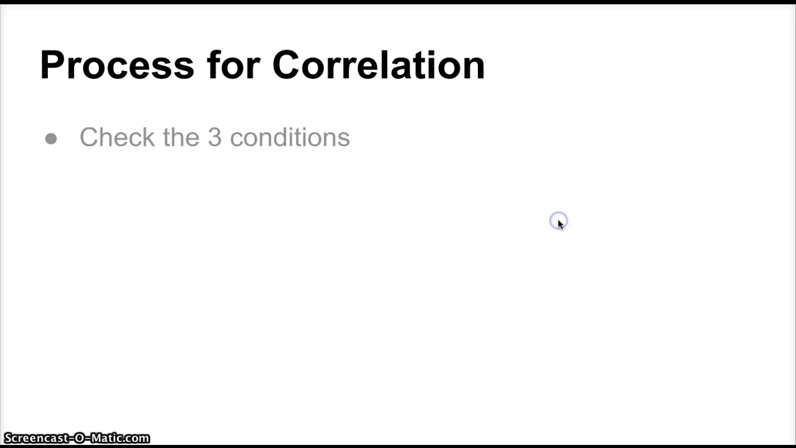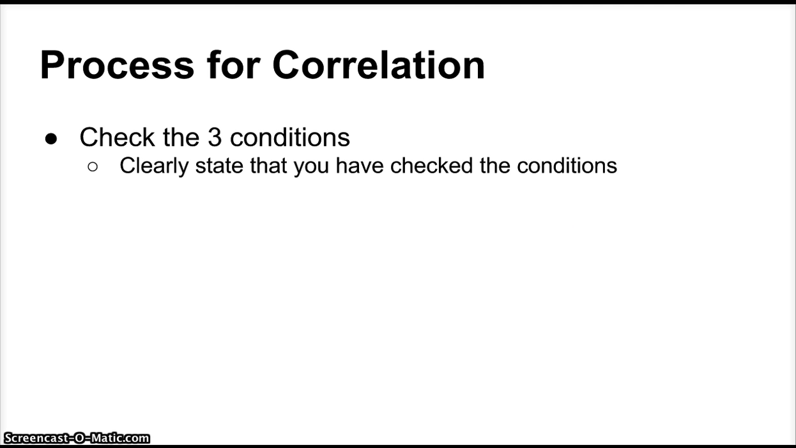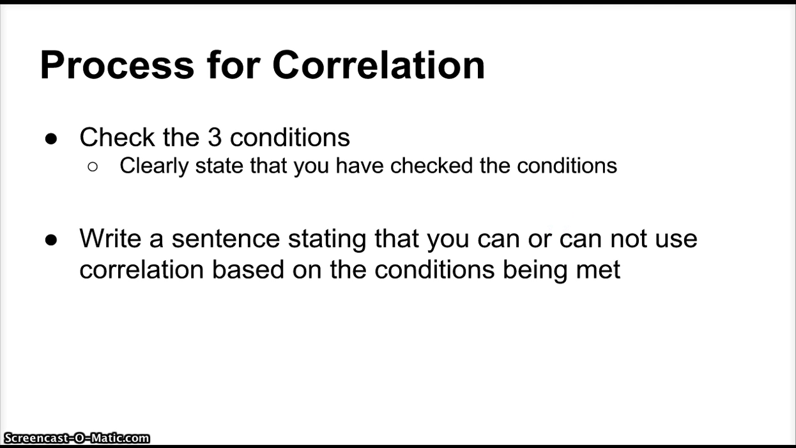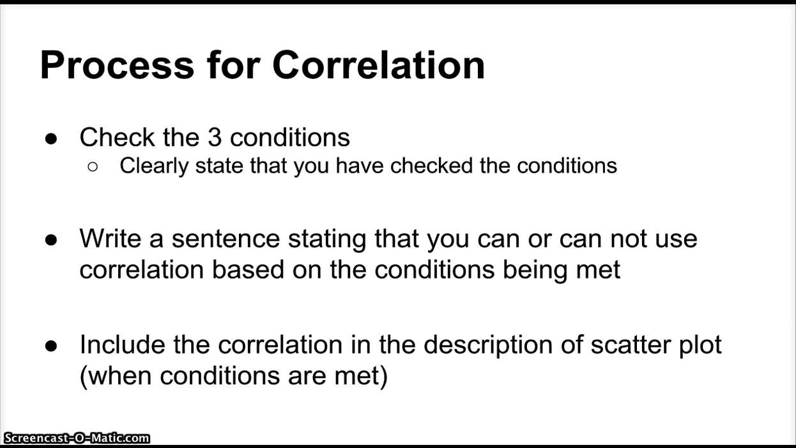So remember the process for correlation. The first thing you need to do is check the three conditions, and when you check the conditions, you need to clearly state that you have checked these conditions in a sentence or two. The next thing you need to do is write a sentence saying that you can or cannot use the correlation based on those conditions being met. And again, all three have to be met in order for you to proceed with correlation. And finally, you want to include the correlation in the description of the scatter plot when the conditions are met. So when you're able to say that the scatter plot has a strong positive correlation, you would want to say it has a strong positive correlation of 0.92. Okay? So remember to check the conditions, and write a sentence about each of them that you're checking them, and then you can proceed from there.